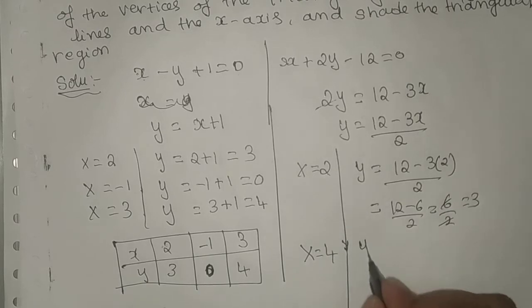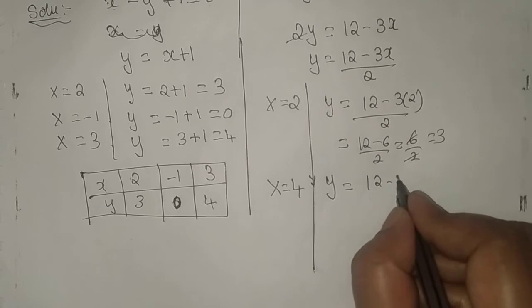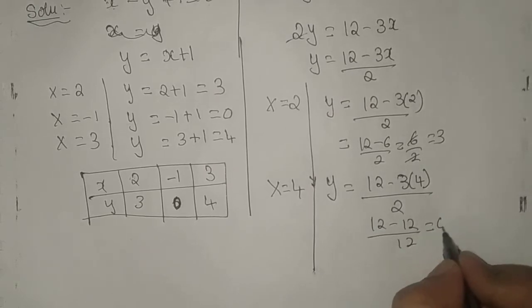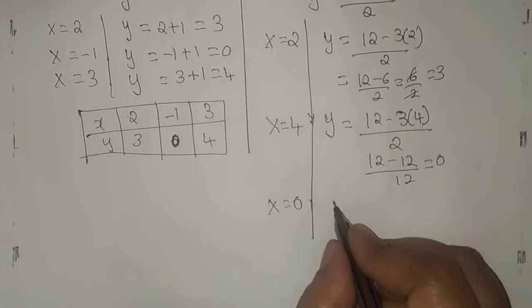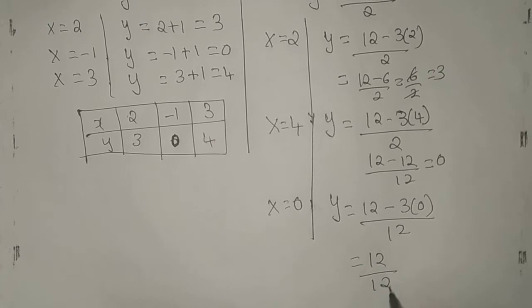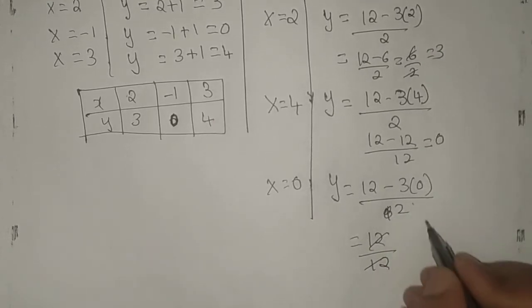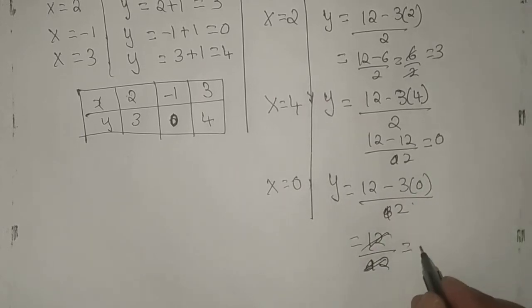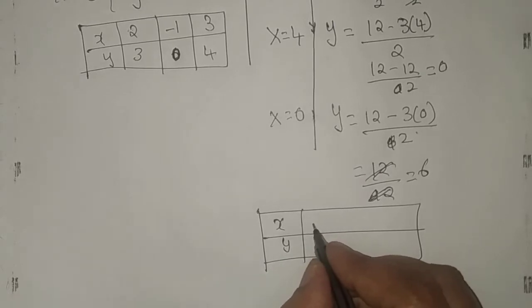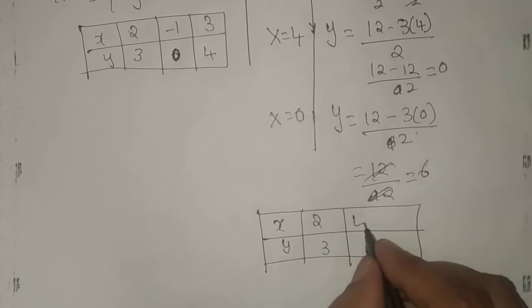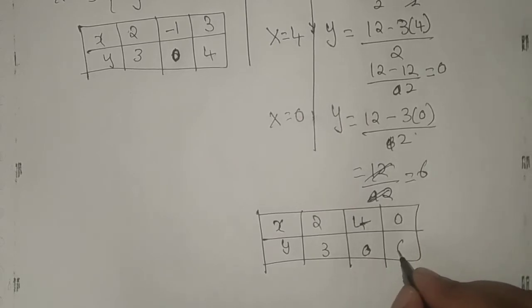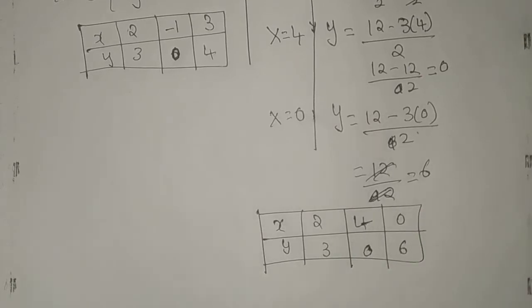Next x is equal to 4, y is equal to how much? (12 minus 3 into 4) by 2, that is (12 minus 12) by 2, is equal to 0, is the answer. Next x is equal to 0, we take y is equal to (12 minus 3 into 0) by 2. Therefore we get 12 by 2, which will be equal to 6. Therefore here what are the values of x, y? We are taking 2, we are getting 3, we are taking 4 and getting 0. Next x is 0, y is 6. So this is the solution for the problem.